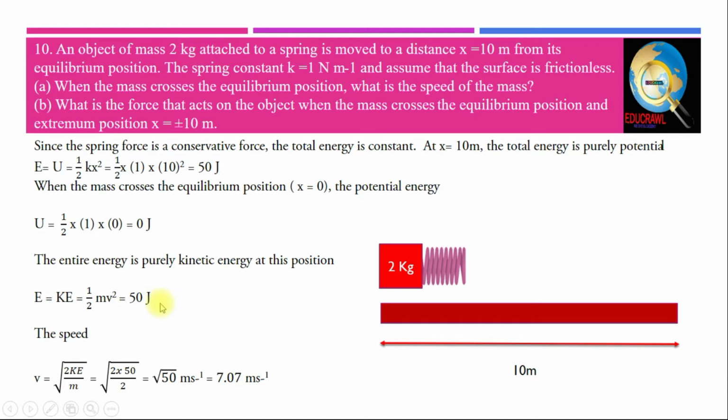So now using this formula, we can easily find the value of speed. Mass m divided by 2, take it to the other side. It goes as 2 divided by m. That is 50 into 2 by m. So simplifying, you will be getting the answer as square root of 50, which is nothing but 7.07 meter per second. This is the speed.